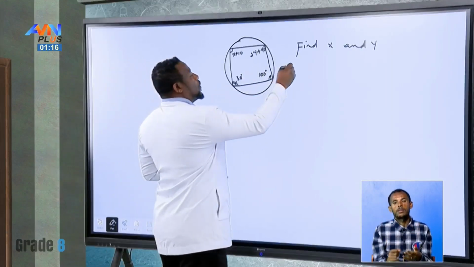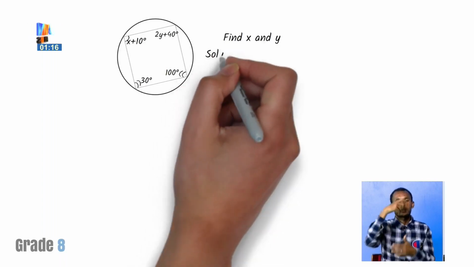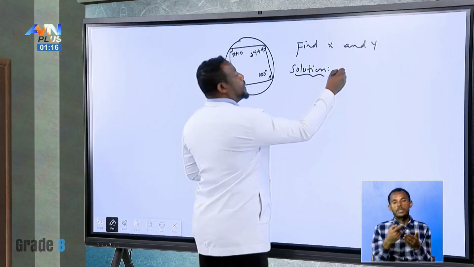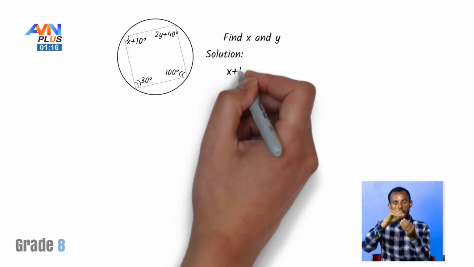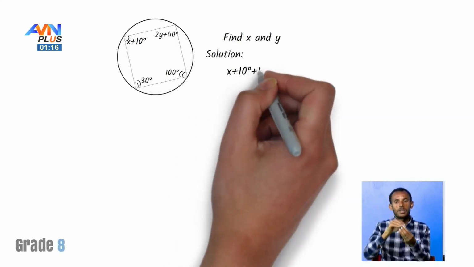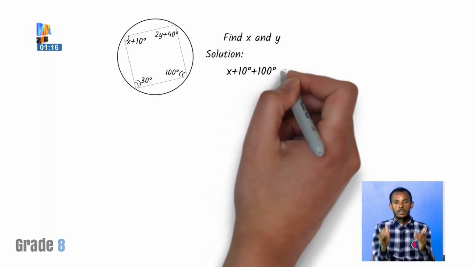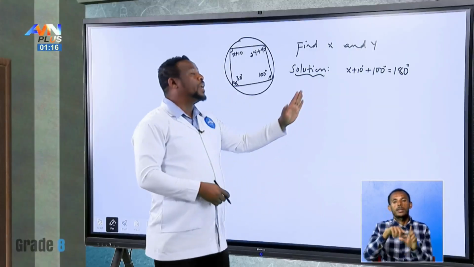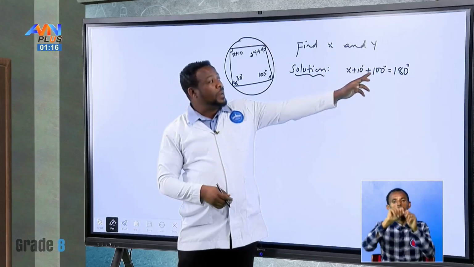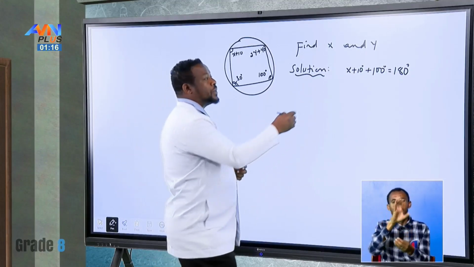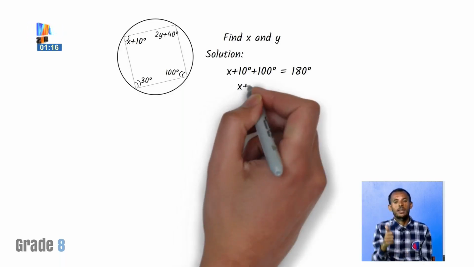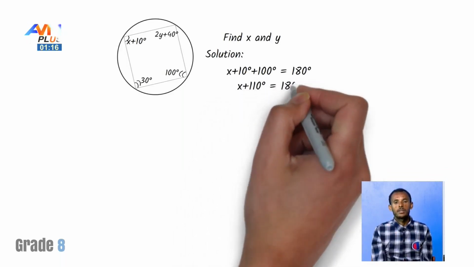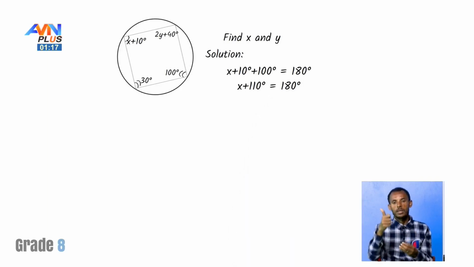So to find the x value, you need to take the sum of these two, x plus 10 degrees plus 100. They are supplementary, therefore the sum of the two is 180 degrees, right? Now collect like terms. 10 plus 100 is 110, so x plus 110 degrees is 180 degrees.